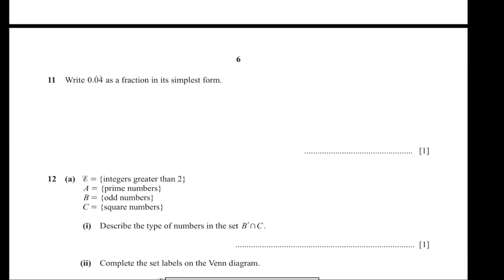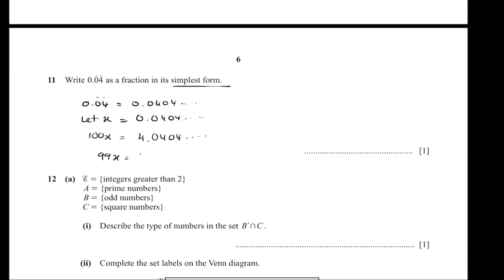Write this one as a fraction in the simplest form. So simplest form, we need to write as a fraction. So 0.04 repeating is 0.0404... Let x equal 0.0404... So 100x equals 4.0404... with 2 repetitions. So 99x is equal to 4. So x is equal to 4 over 99.